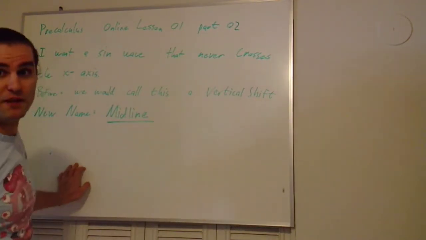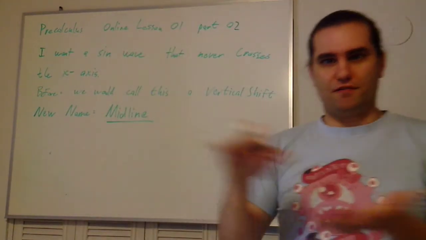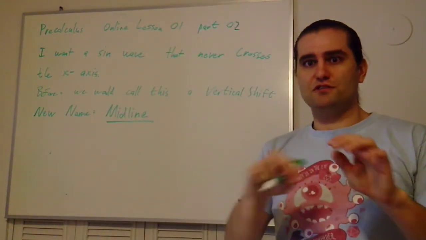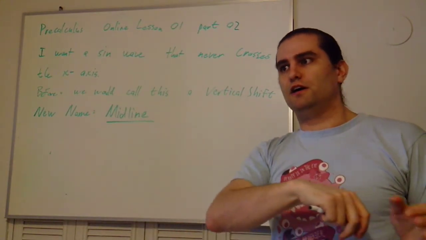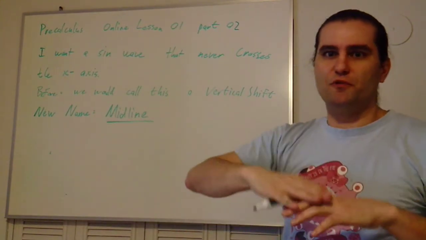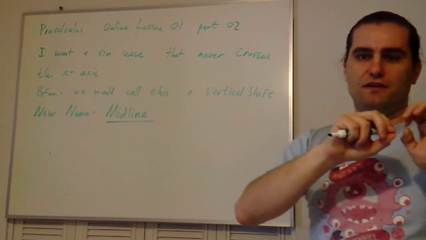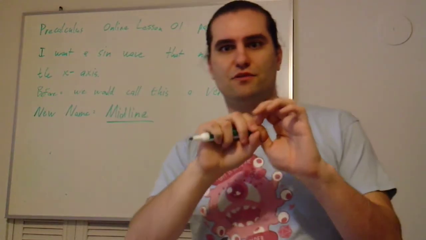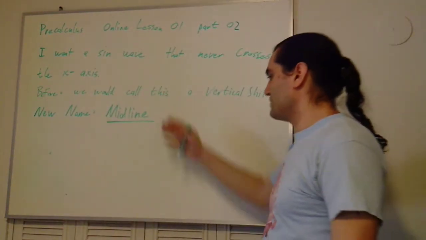It's called the midline because it's in the middle. It's the line that's in the middle of the wave. So usually the axis kind of goes straight through the middle of the wave. In this case, if we're moving it away from the axis, we still want to have a line that sort of goes straight through the middle, and we're calling it the midline.